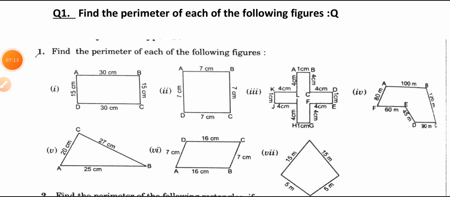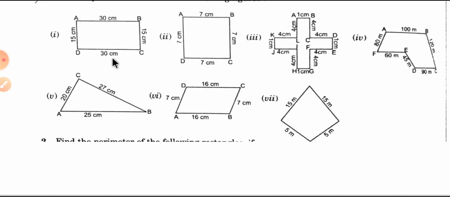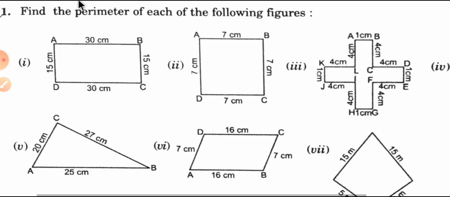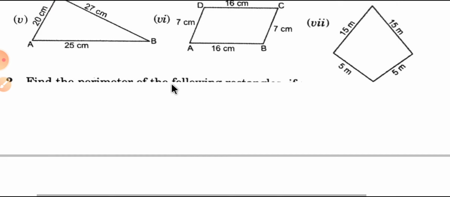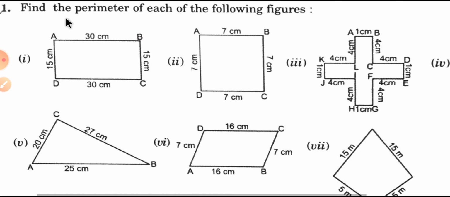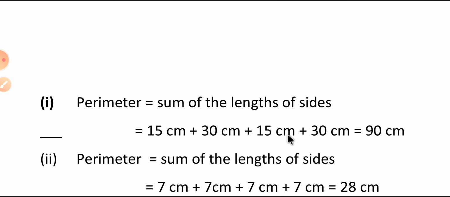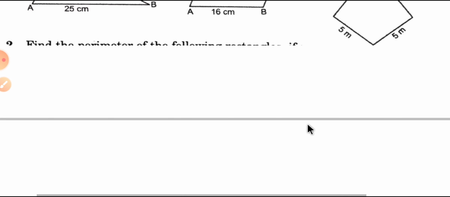Now we will start our exercise. From all the exercises I have taken some selected questions which you have to solve. So question number 1, find the perimeter. Perimeter means the length of all the sides. So in the first figure, what is the length given? 30, 15, 30, 15. So add all this. Perimeter is the sum of the lengths of the sides. So 15 centimeter, 30 centimeter, 15 centimeter, 30 centimeter. Add all this. So the answer will be 30 plus 30, 60, and 60 plus 15, 75, plus 15, 90 centimeter.